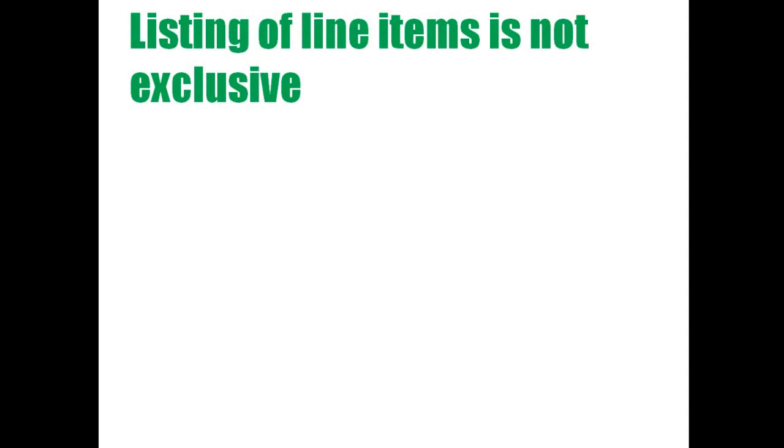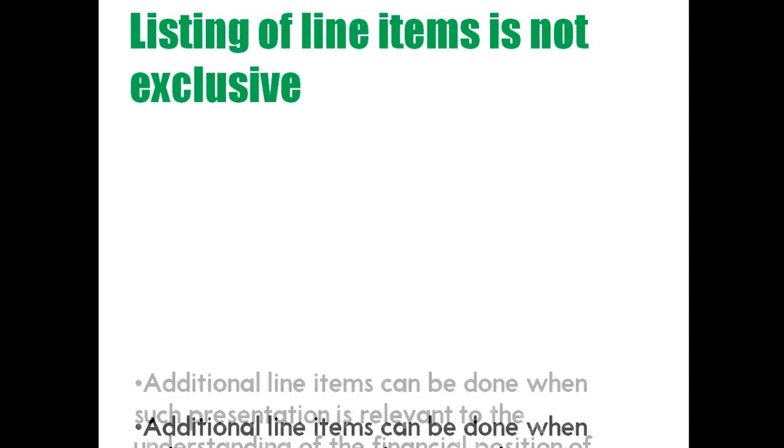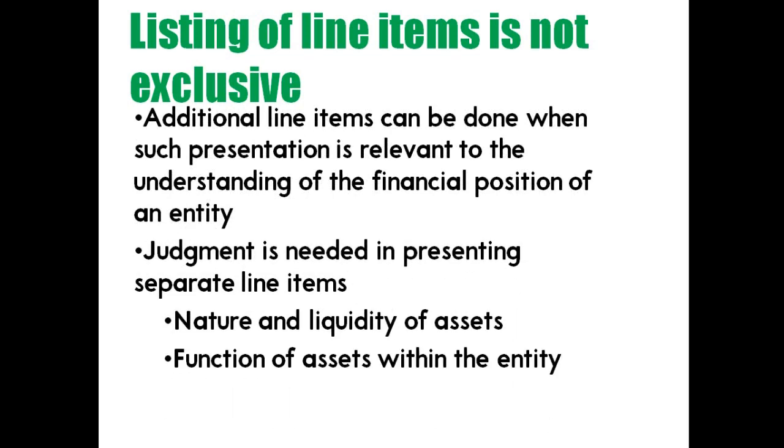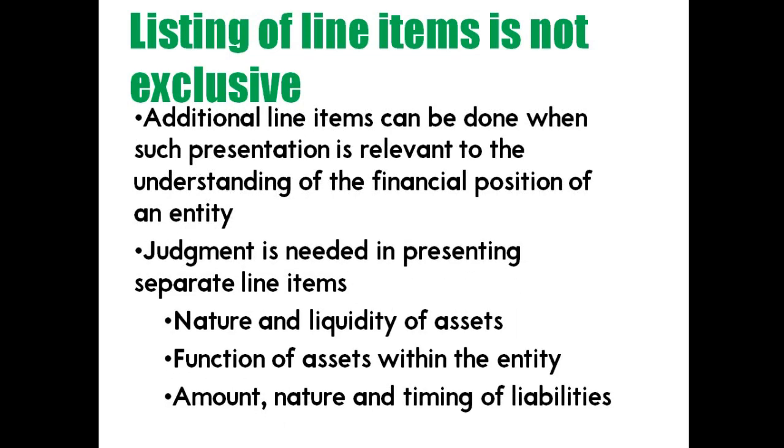Listing of line items is not exclusive. Okay? It is not only the provided line items that you can present. As the standard says, judgment is needed in presenting separate line items if you think an additional line item will not fall under the basic or default line items and deserves its own line item for understandability, relevance, and fair presentation. Make it an additional line item. And judgment is needed for the nature and liquidity of assets, functions of assets, and the amount, nature, and timing of liabilities. Okay?